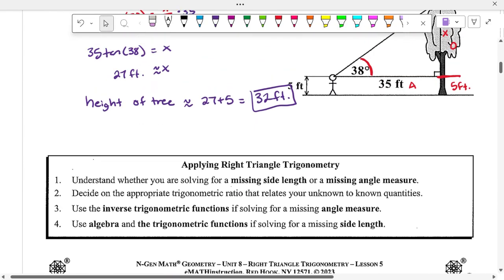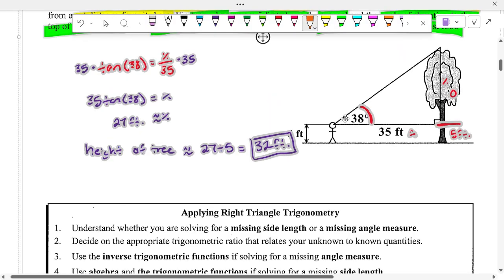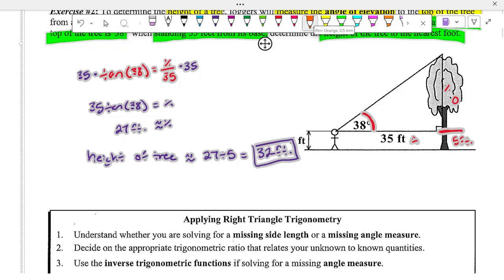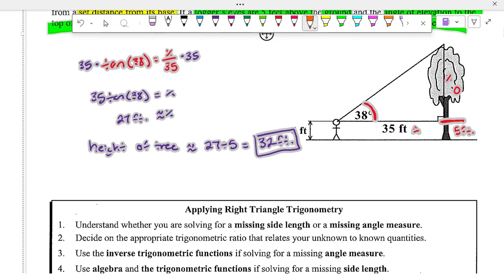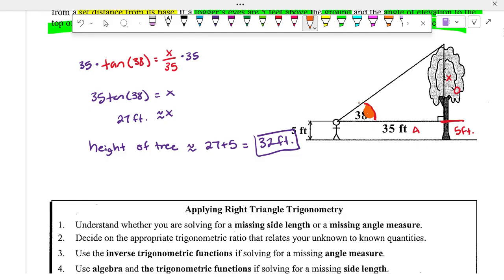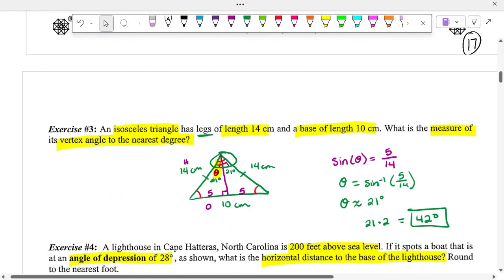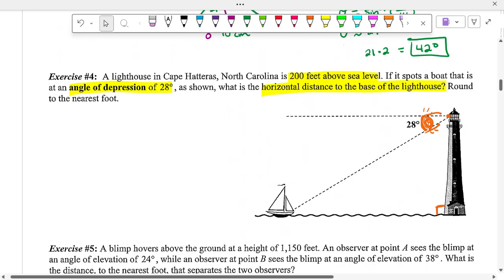Like here for the angle of elevation, if I made this a little eyeball, the dude's looking up at the tree. So that's why that's where the angle is. It's where his eye line would be. Whereas here, he has to look down at the sailboat.